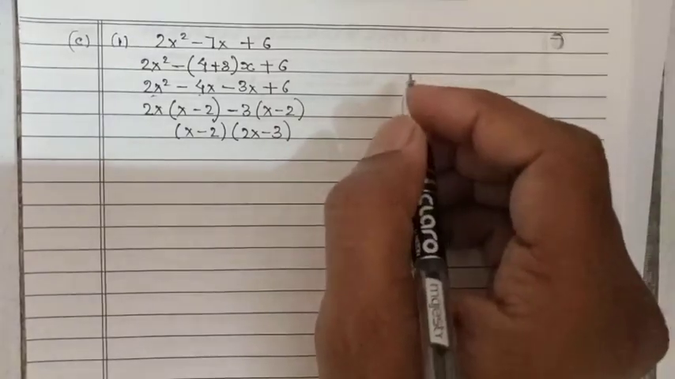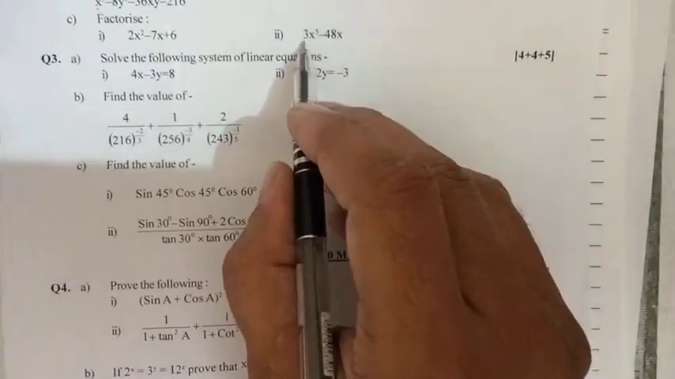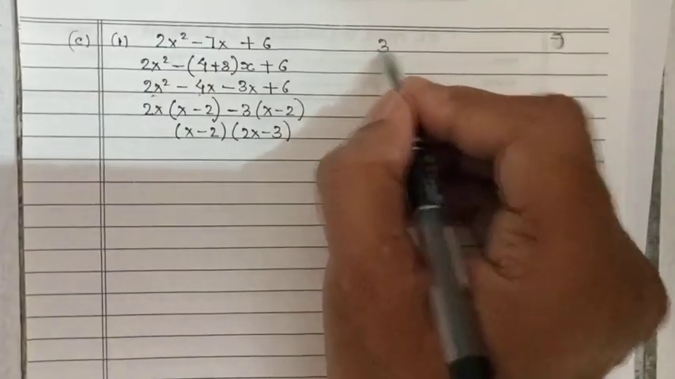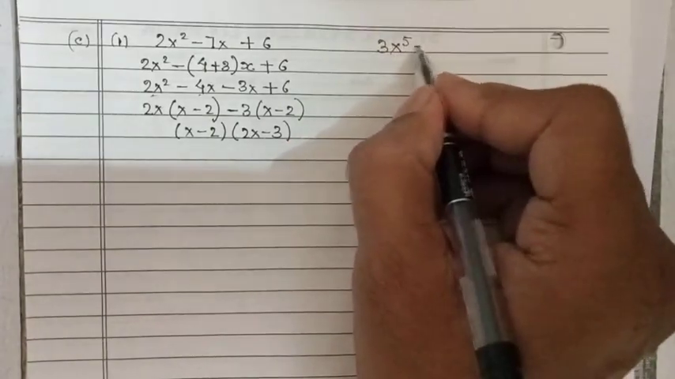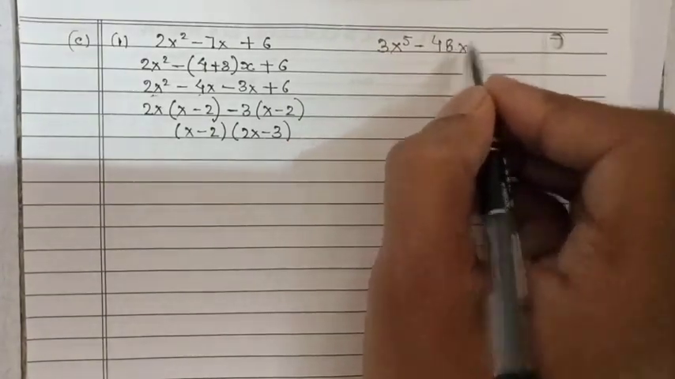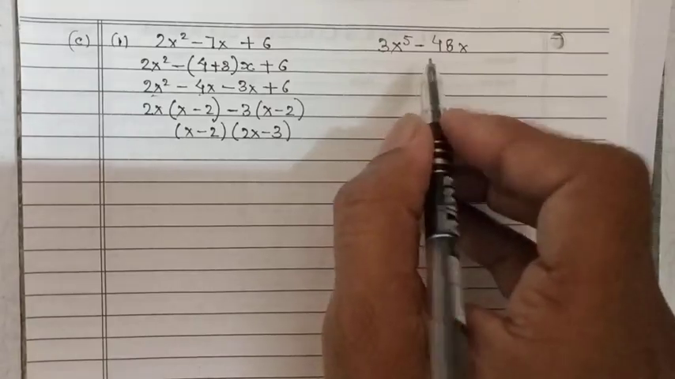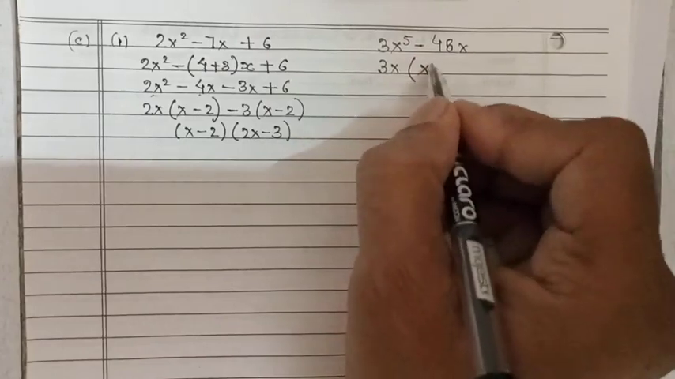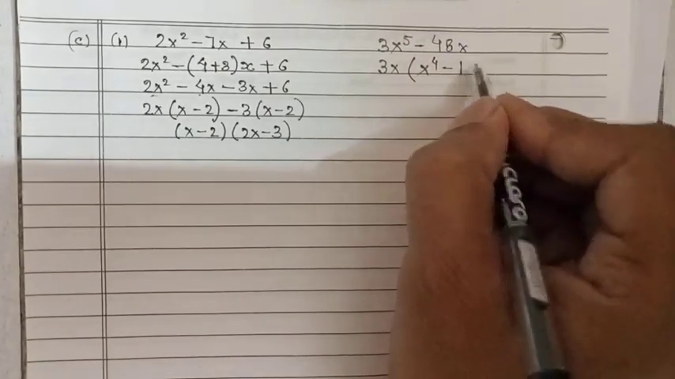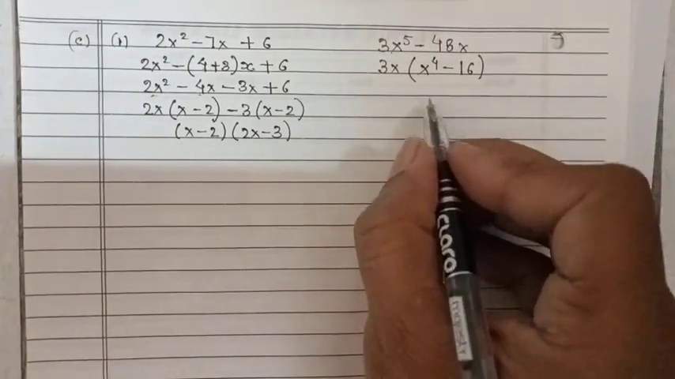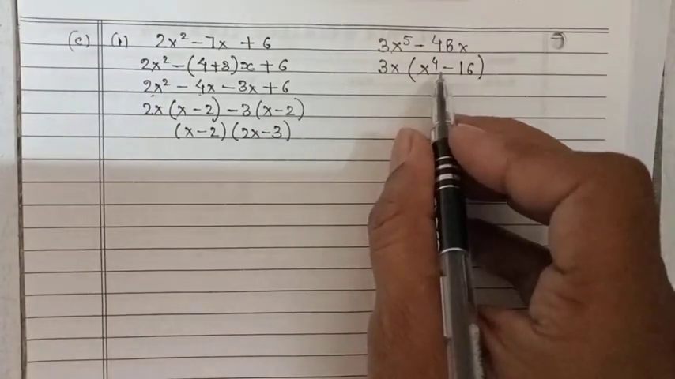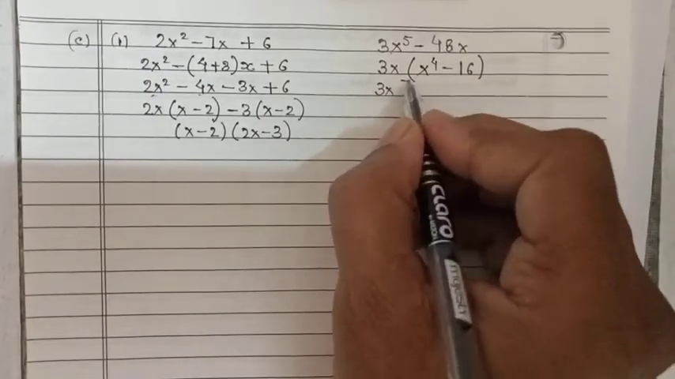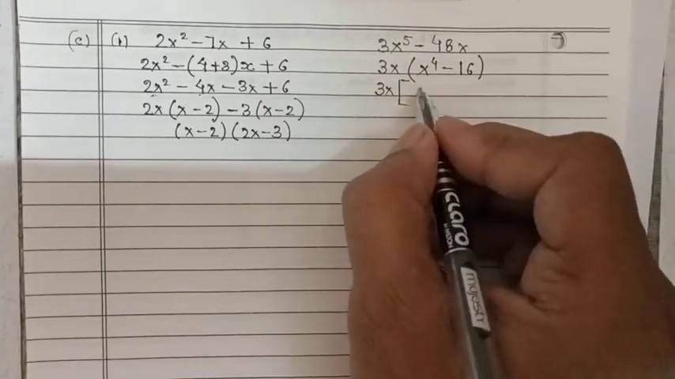Now in the second part, it's 3x raised to power of 5 minus 48x. First of all, you can see in this group you can take 3x common. So if I take 3x common, I am left with x raised to power of 4 minus 16. Now these two terms, x raised to power of 4 and 16, both can be converted into squares. So let's convert these two into squares.